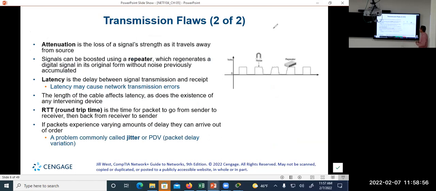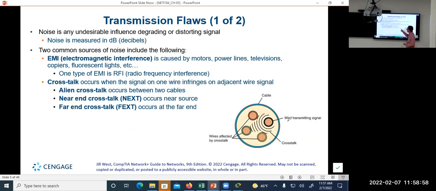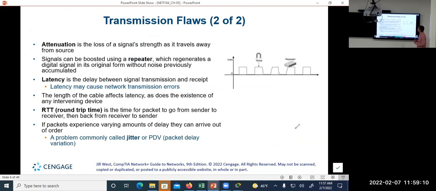Okay, so now remember that noise. What is noise? Noise is undesirable, and it can degrade or distort the signal. There are two common sources: electromagnetic interference and crosstalk. Now, you also have the definition of attenuation.